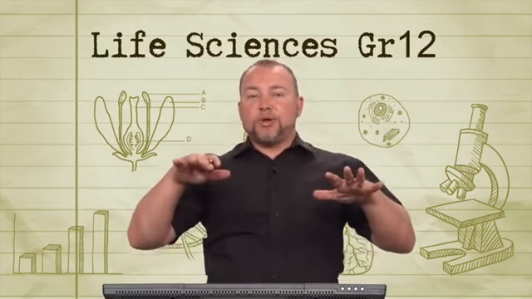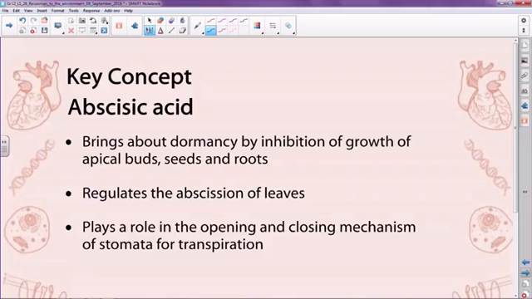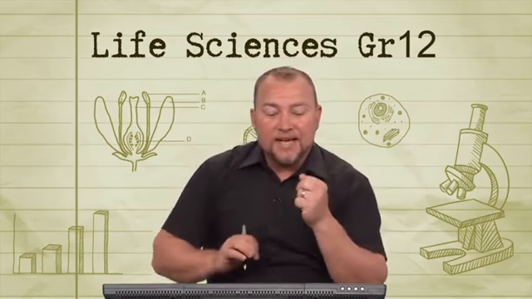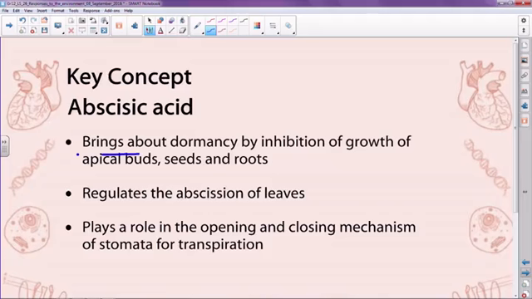Right. Now, last one that we're having a look at when it comes to plant hormones, very important plant hormones, is abscisic acid. So we've had auxin, gibberellin, and now we've got abscisic acid. Now, abscisic acid is very, very important because it brings about this word here, dormancy. Dormancy means it makes it go to sleep.